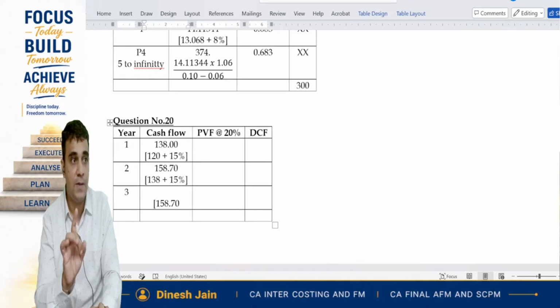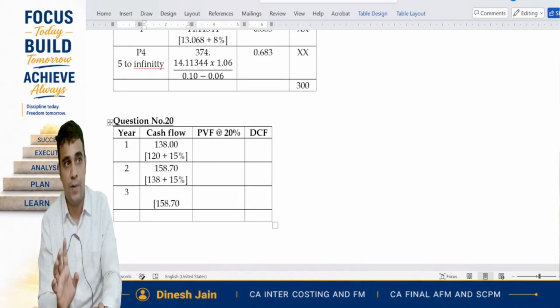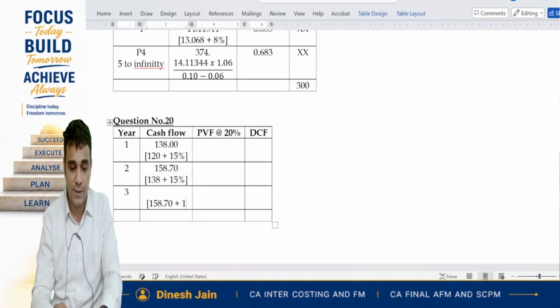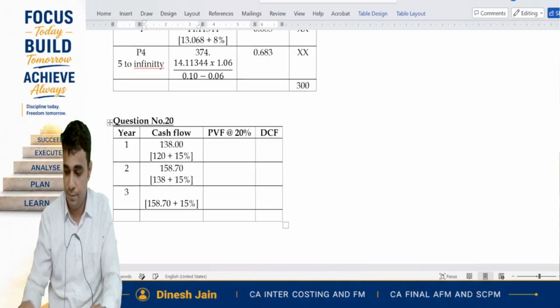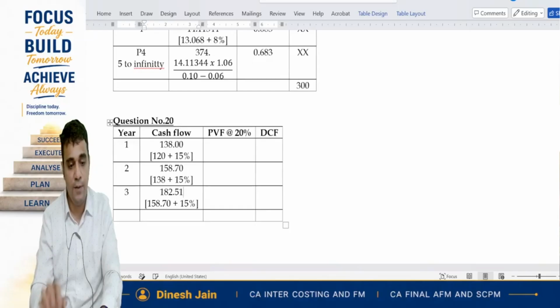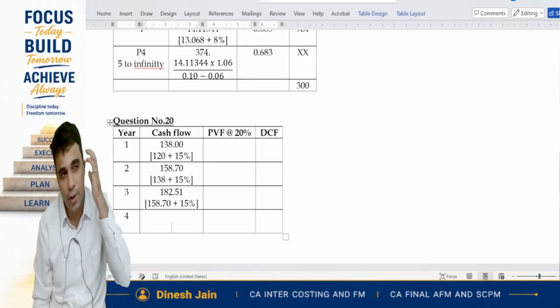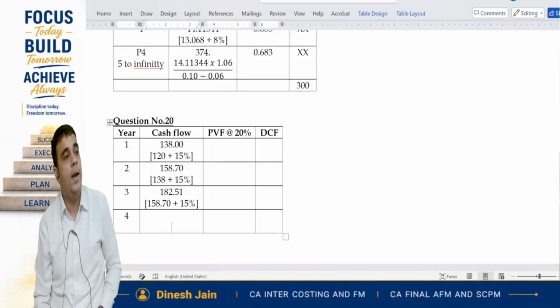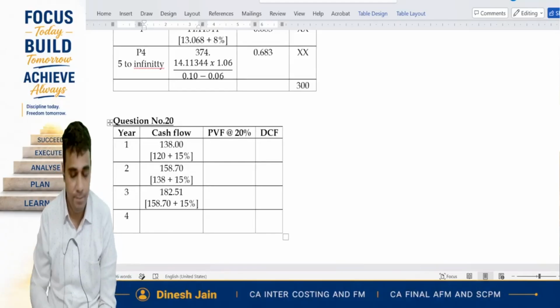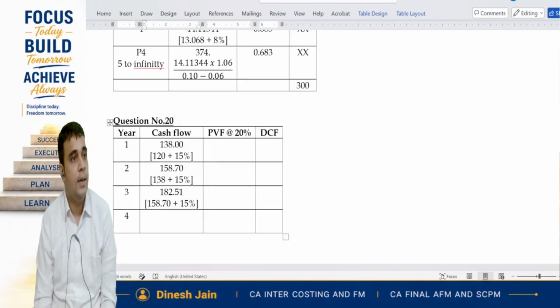Once you say 5%, I will do perpetuity valuation. Plus 15%. How much is this? 182.51. You can do 505 also or 51, that's okay. 182.51. Any doubts in this?